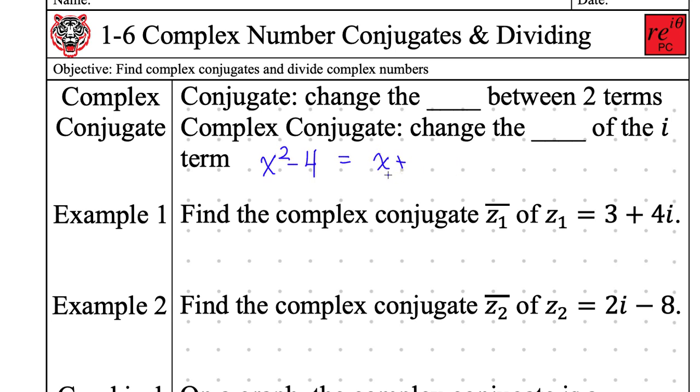So if I come back here to the definition of conjugate, what am I doing? Conjugate is changing the what between the two terms? I just said it. It starts with S, four-letter word. Change the what between the two terms? Fiona? The sign. Thank you, Fiona. Everyone write down the sign.